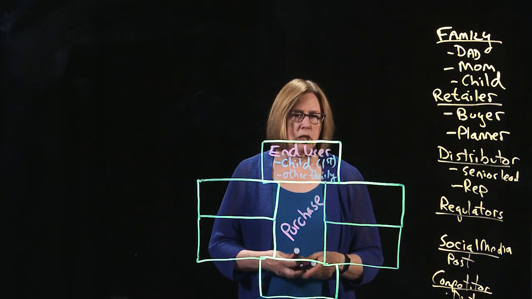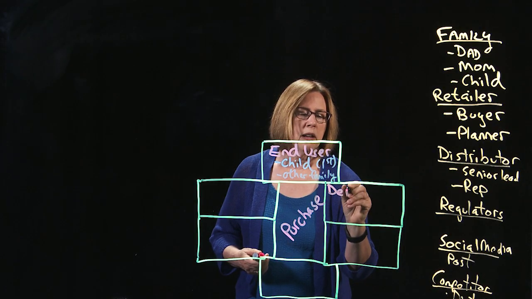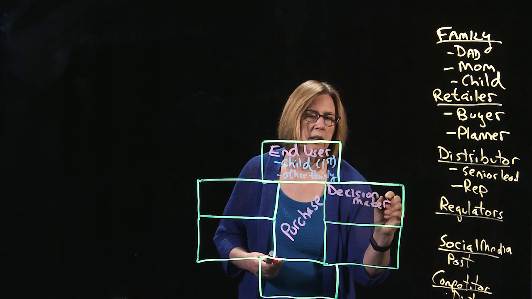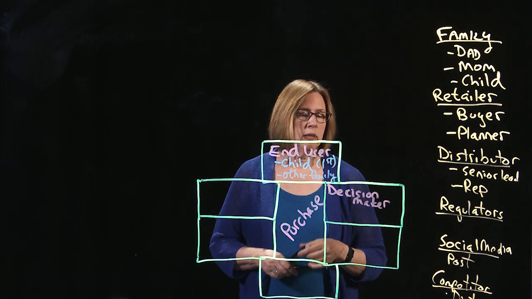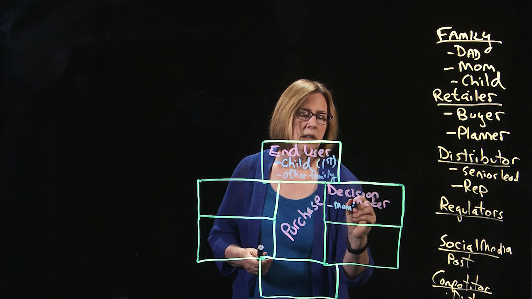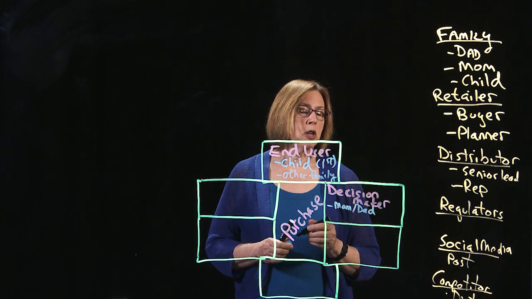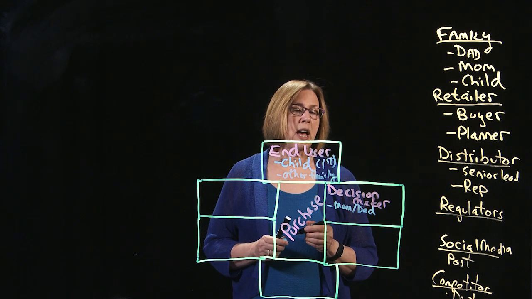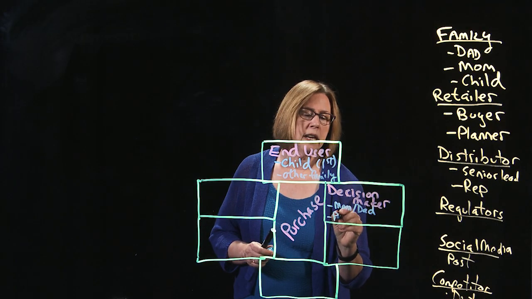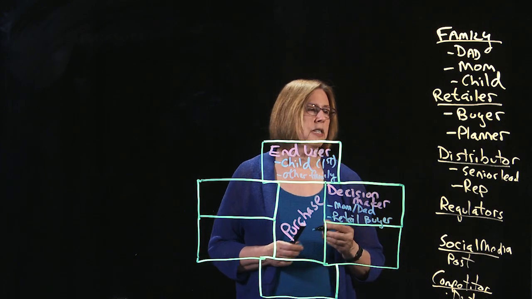Another player in the picture is the decision maker. And what's interesting here is we have a couple of different types of decision makers. So in the family, a lot of times it's the parents that ultimately make the decision. And you could argue whether it's mom, dad, or both. But somebody has also made the decision about having the product even be on the shelf. And so the retail buyer is also an important decision maker.